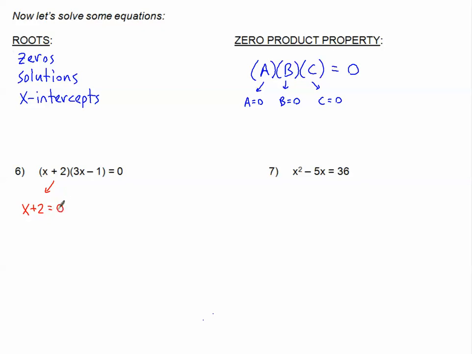x plus 2 could equal 0. 3x minus 1 could equal 0. And those are our two little equations to solve for our answers. All we have to do is subtract 2, and we know one of our answers is negative 2. We have to add 1 and divide by 3, and we see that our other answer is positive 1/3.